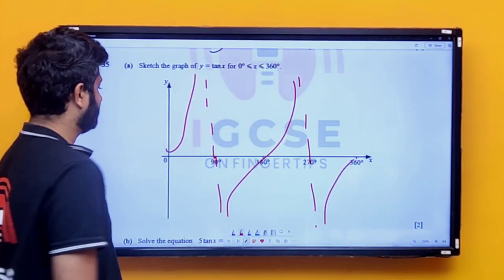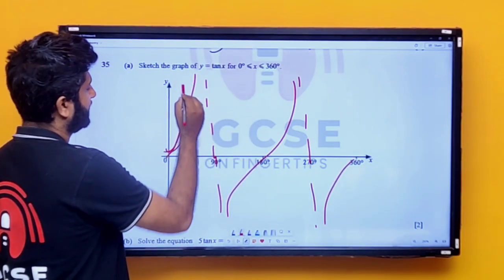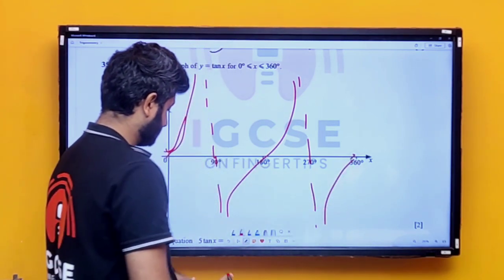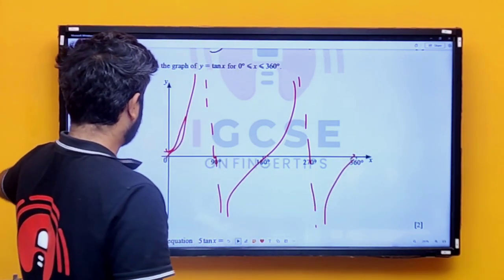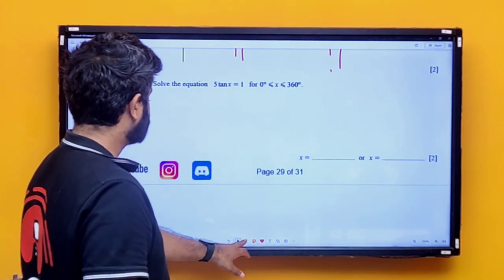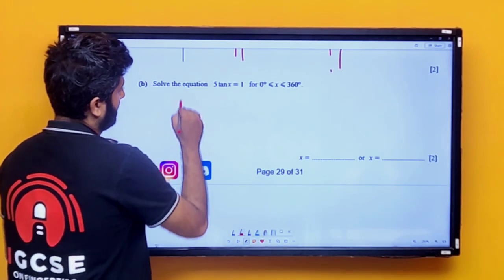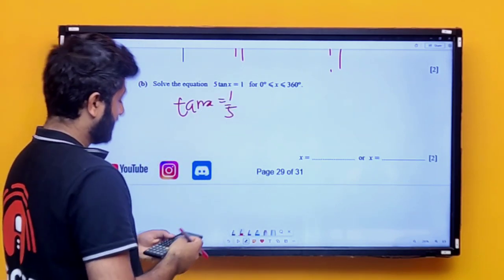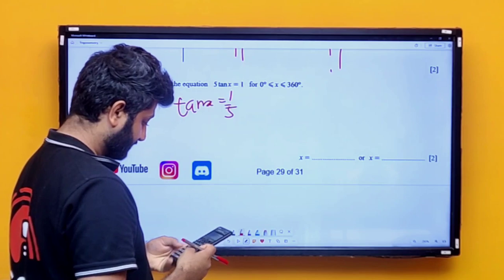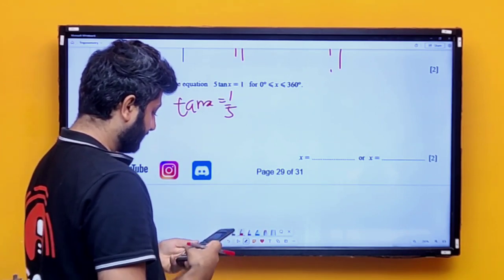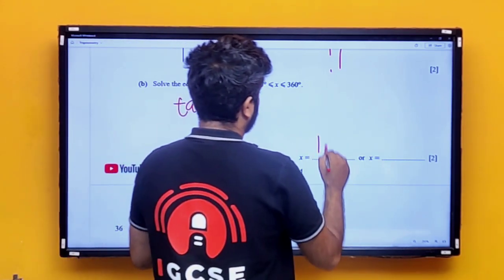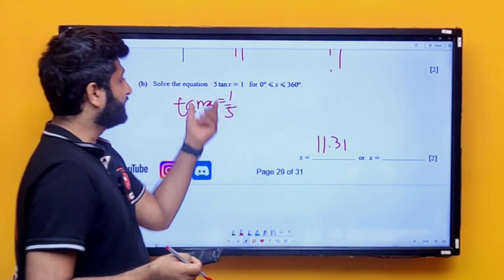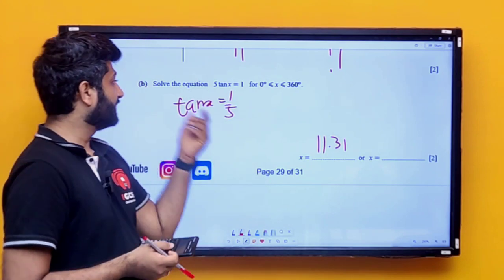Next, solve the equation 5 tan x equals 1. So from here I can say tan x is 1/5, x is tan inverse of 1/5. Now that is 11.31. Now guys, we know that for tan, the second angle will be 180 plus theta. So 180 plus 11.31, that is 191.31. You can also write your answers as 11.3 and 191.3.